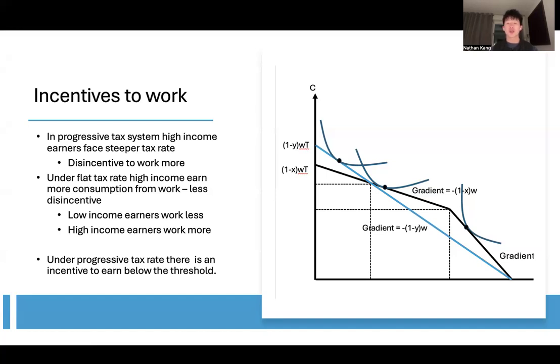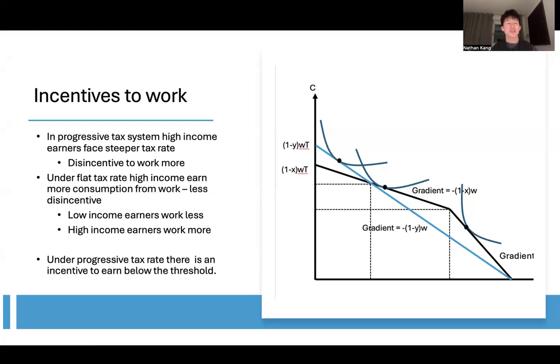Low income earners will want to work less because they're going from being taxed at 0% to being taxed at Y%. So as we just saw with the substitution and income effect, they are going to essentially substitute time spent on labor for more time spent on leisure as a whole.